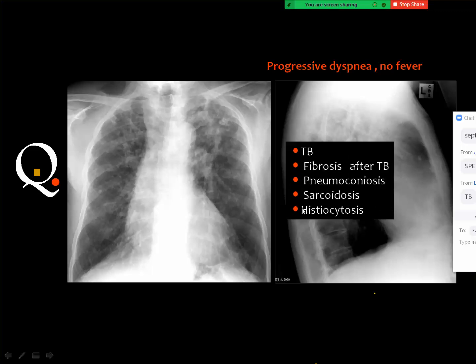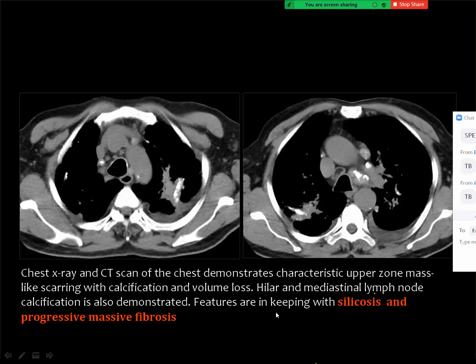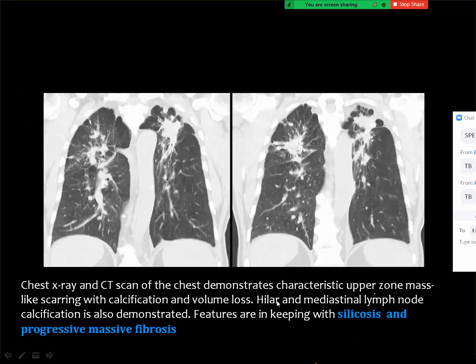TB, yes. These are some of the differential diagnoses: TB, fibrosis, post-TB, pneumoconiosis, sarcoidosis, histiocytosis, and the answer is TB. But from the plain film, actually, and this is the CT scan of the same case. Then you can see in the CT scan that there are masses with dense calcification, and he also got some calcified mediastinal lymph nodes. Then this is of course the progressive massive fibrosis of pneumoconiosis.